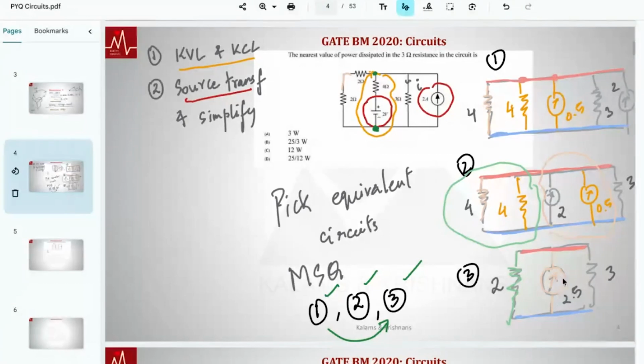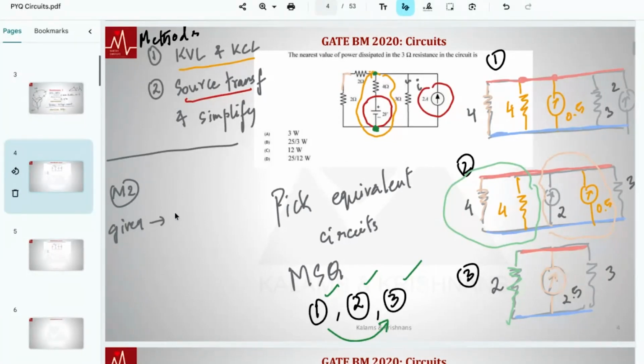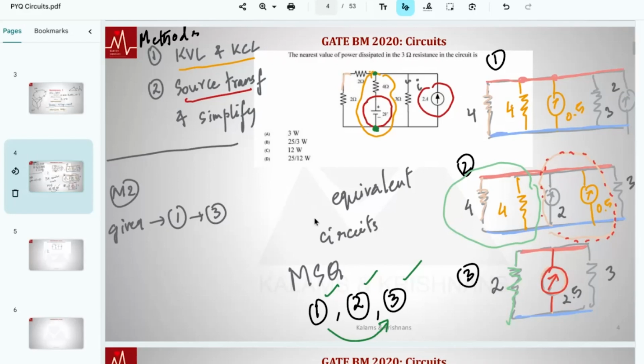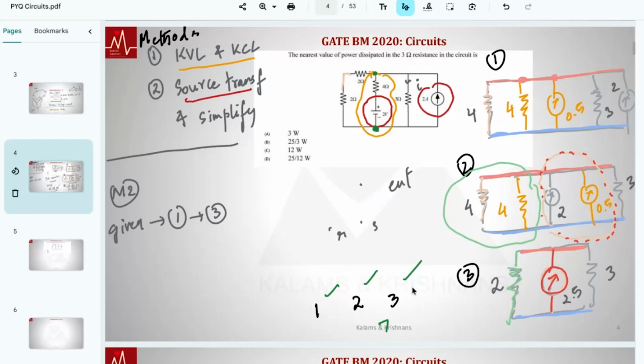Okay, so 2.5. How much of this will get split in 2? How much of this will go into this 2 ohm resistor? Does anyone know that? I have 2 easy methods for this. Given circuit becomes circuit 1, that becomes circuit 3. At 3 we can answer. Can anyone say how to answer this at step 3? If you're reading this later, let me also find that out.